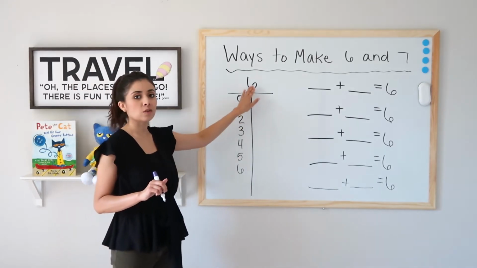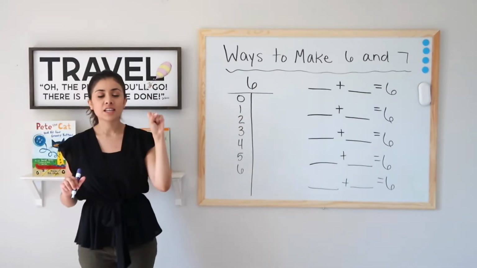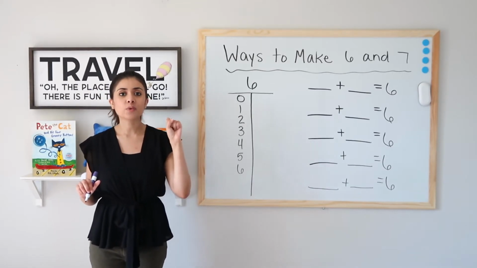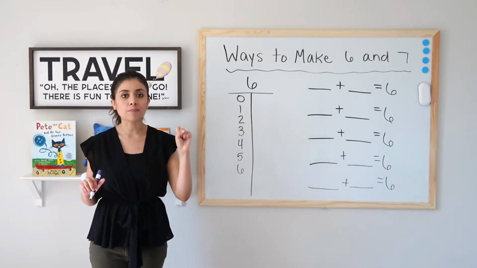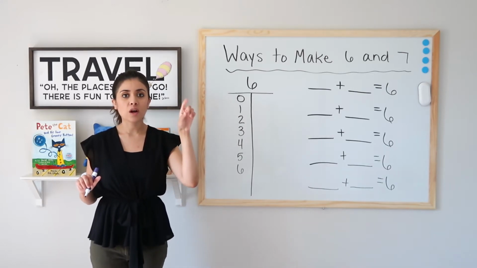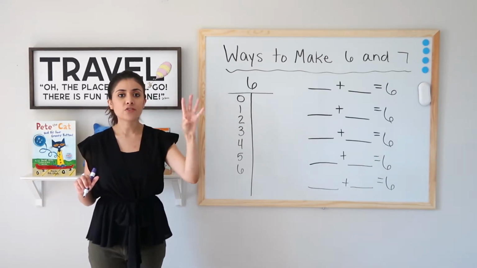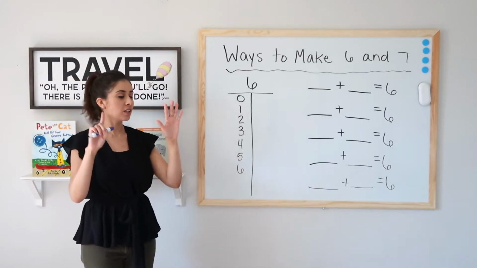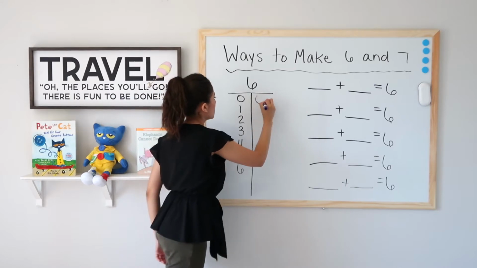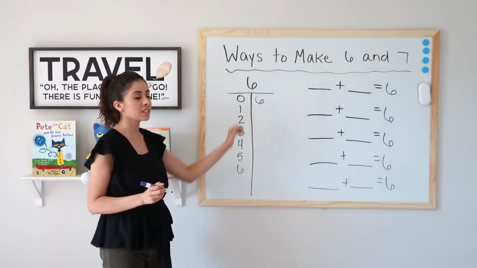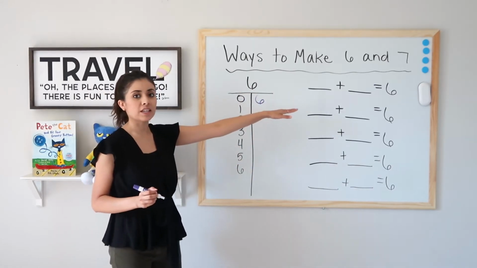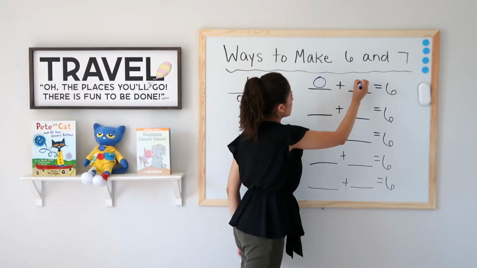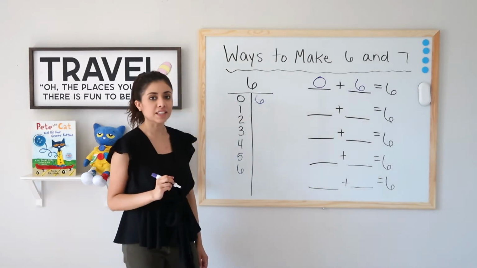0 plus what equals 6? Let's hold a fist and say 0 and count up until we say 6. Then we will count how many fingers it took to jump up. Ready? 0, 1, 2, 3, 4, 5, 6. That took 6 fingers, right? So 0 plus 6 is 6. I'm going to go ahead and write that in my addition number sentence. 0 plus 6 equals 6.